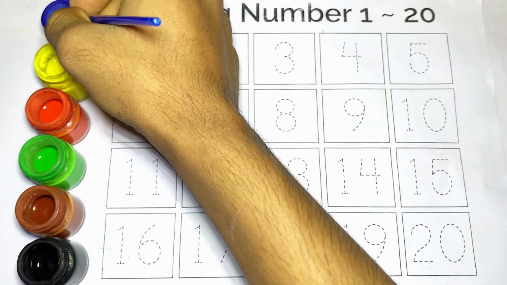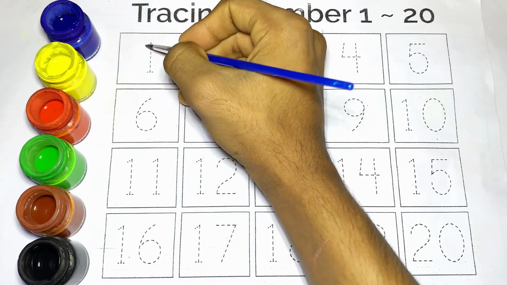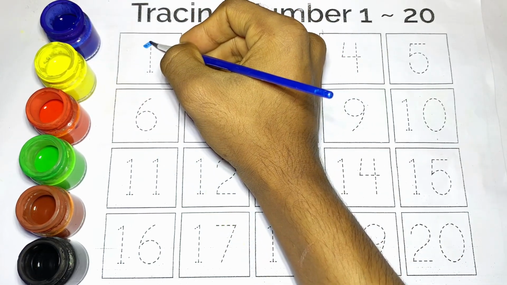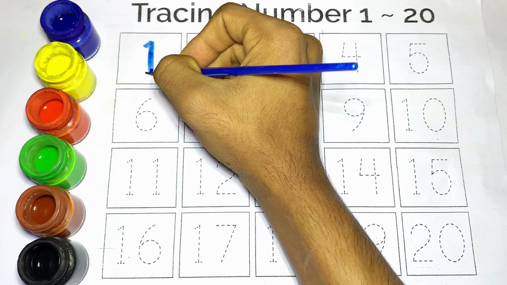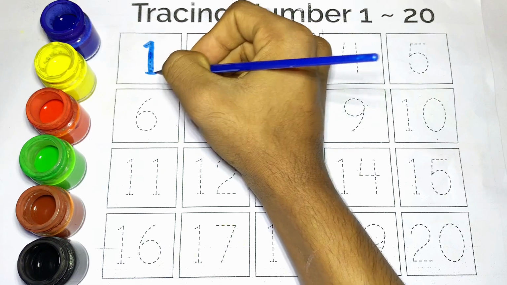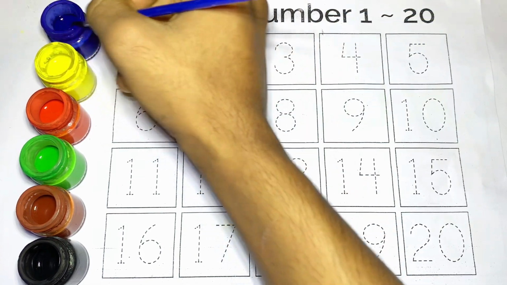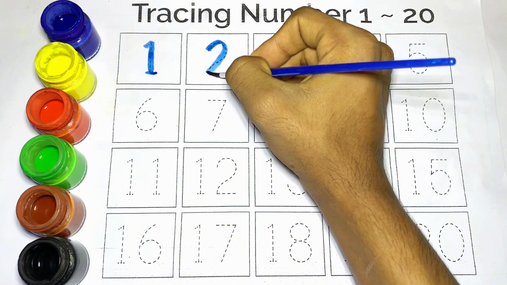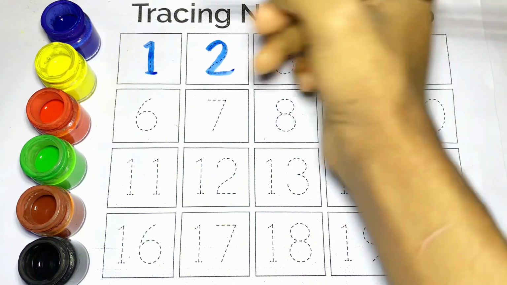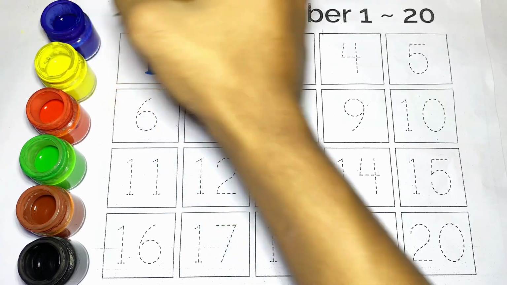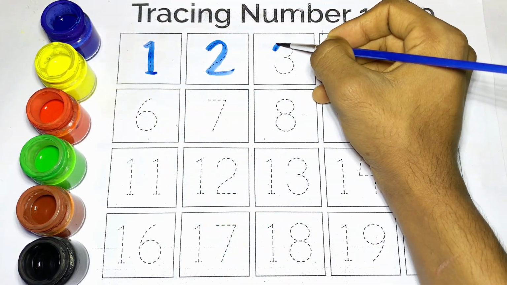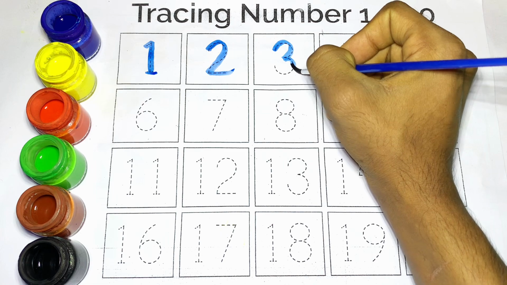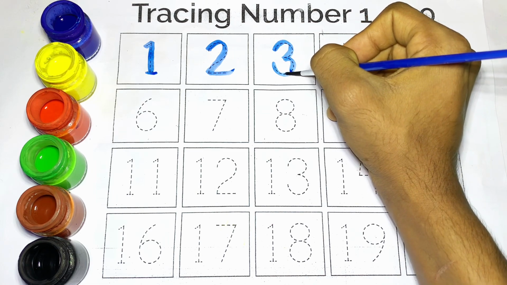Kids, first is a 1. The numbers of 1, and use blue color. Kids, again use blue color and draw 2. The numbers of 2. Kids, now draw 3. The numbers of 3. And again use blue color.